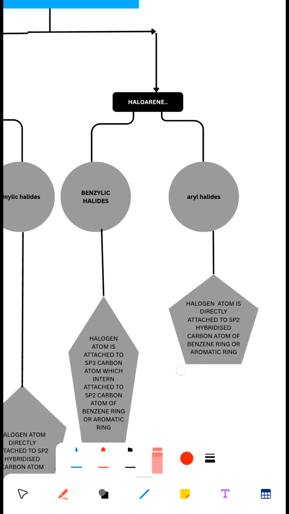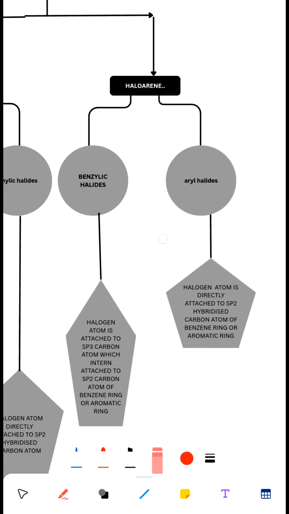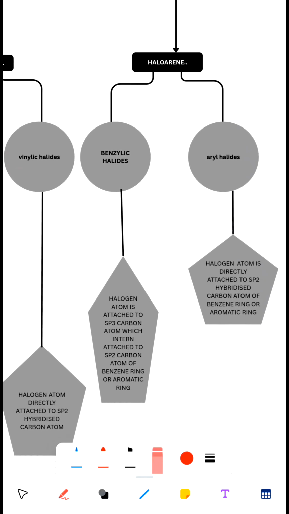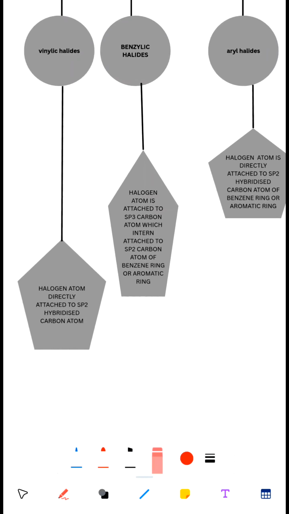So now let us understand about the haloarene types, that is benzylic halides and aryl halides. This is also very simple. If the halogen atom is attached to an sp3 hybridized carbon atom, which is in turn attached to the sp2 hybridized carbon atom of the benzene ring, or you can directly say it has been attached to the benzene ring, therefore it is called benzylic halides. Let me take you the example. So let me consider the benzene ring here. See, this is a benzene ring.